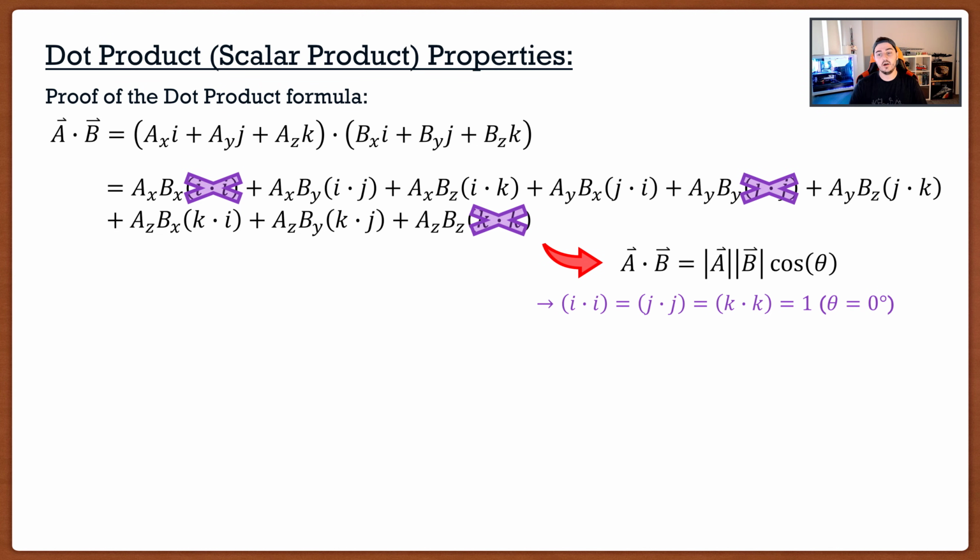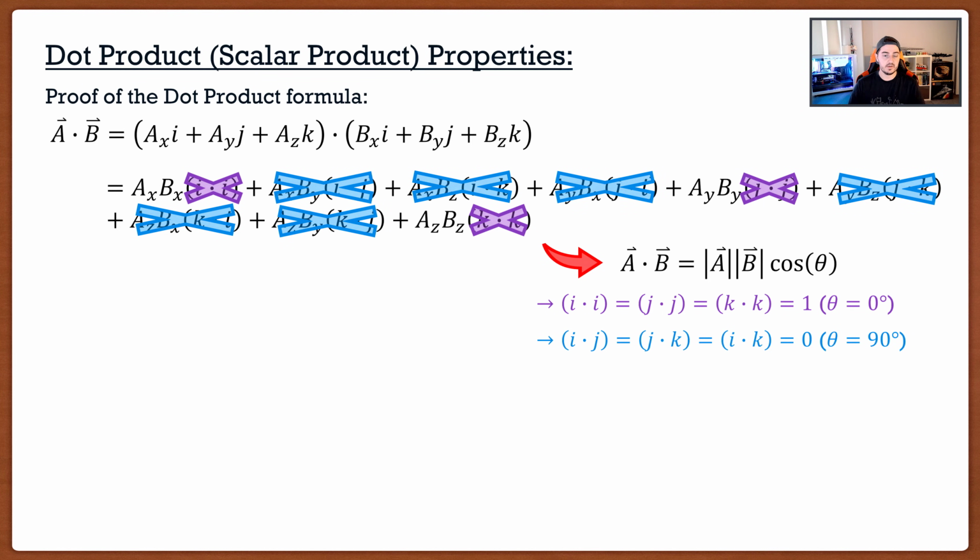Now the next thing is if we dot two axes that are not the same, so let's say I take the x-axis and I dot it with the y-axis, well, we know the angle between them is always going to be 90 degrees. So in this particular case, if we have i dot j, j dot k, or i dot k, we know it's always going to equal 0 because it's 90 degrees. Cosine of 90 is equal to 0, so therefore we can cancel out a lot. As we can see, we're actually only left with three components. That is ax bx, ay by, and az bz. So therefore a dot b is actually equal to ax times bx plus ay times by plus az times bz.